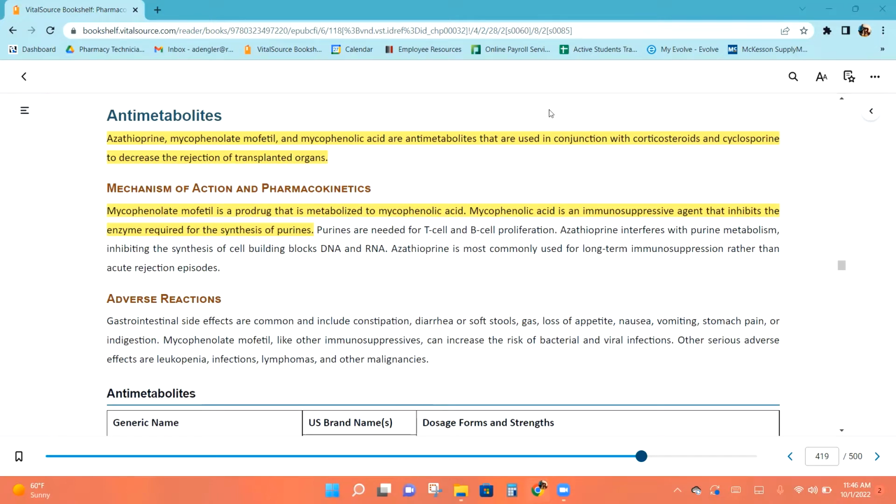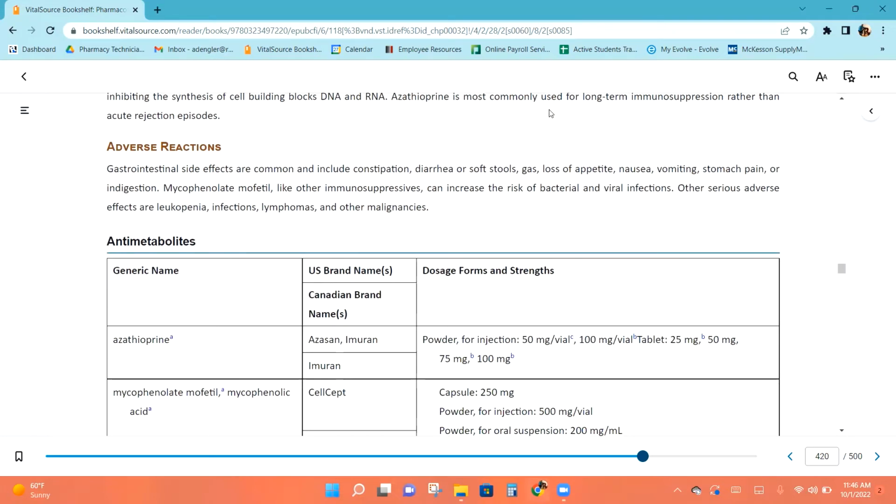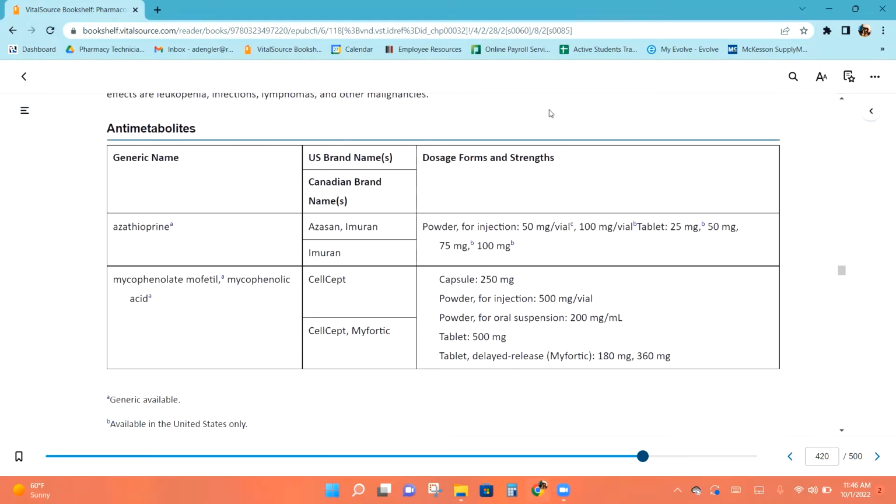Azathioprine, mycophenolate, and mycophenolic acid are antimetabolites that are used in conjunction with corticosteroids and cyclosporine to decrease the rejection of transplanted organs. Mycophenolate is a prodrug that is metabolized to mycophenolic acid, which is an immunosuppressive agent that inhibits the enzyme required for the synthesis of purines. So here we have the antimetabolites listed in their different dosage forms.